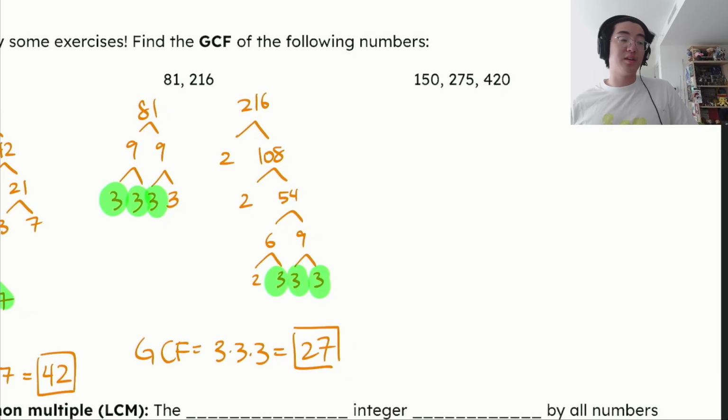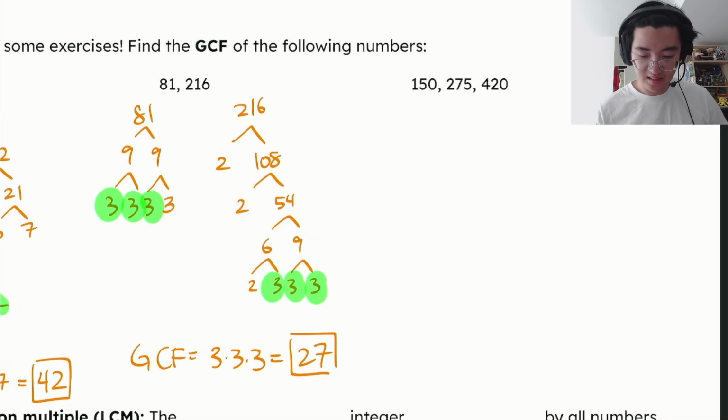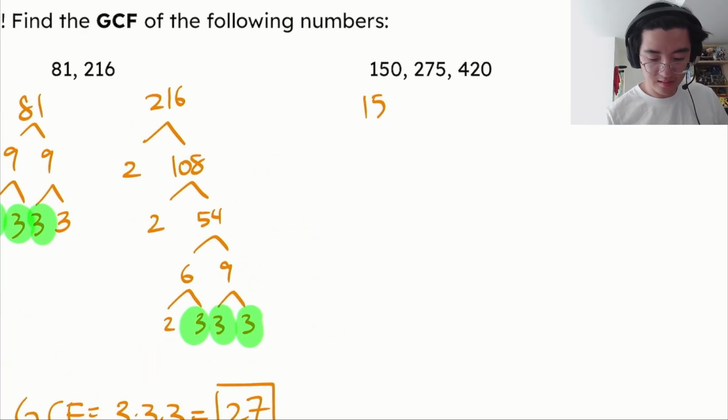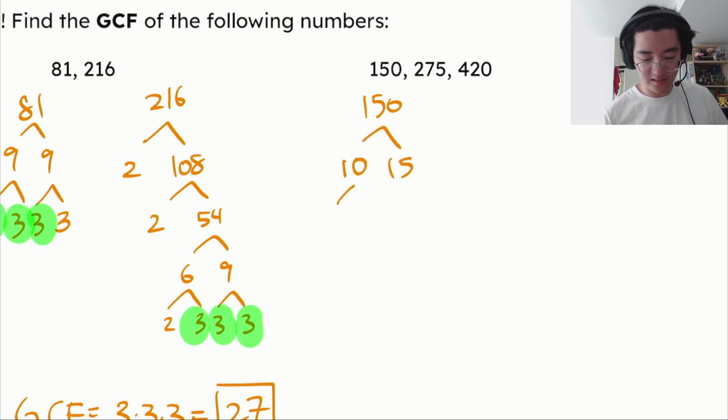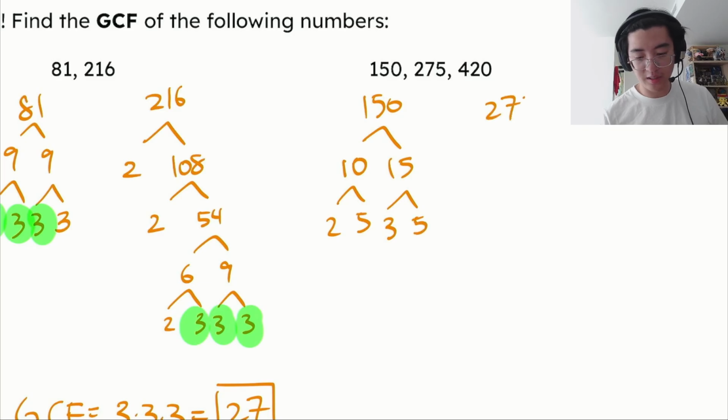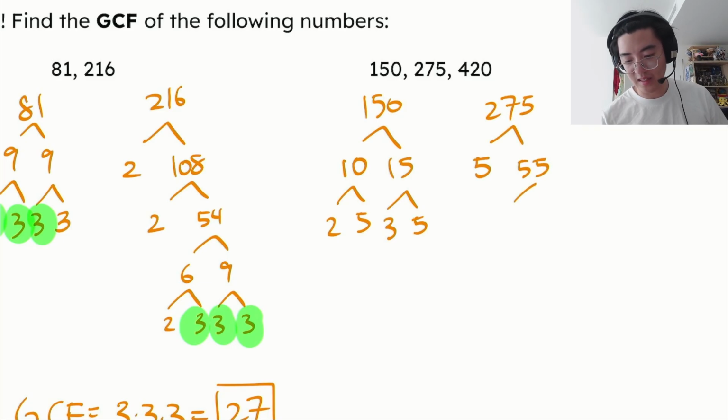And of course, it works for as many numbers as you want. Okay, so let's try this. So we know that's just 10 times 15. Right, so this is why we did so many factor tree practices earlier, because like I said, it makes this process a lot easier.